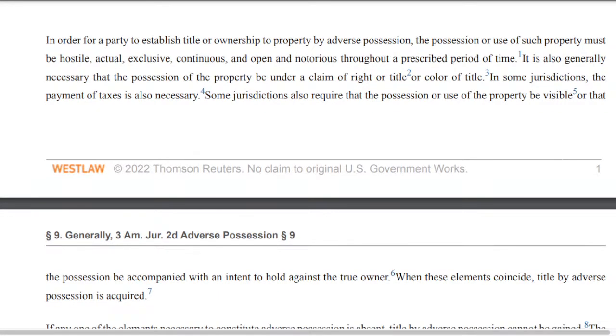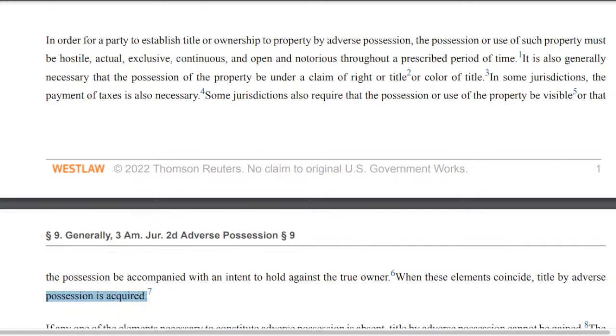In order for a party to establish title or ownership to property by adverse possession, the possession or use of such property must be hostile, actual, exclusive, continuous, and open and notorious throughout a prescribed period of time. It is also generally necessary that the possession of the property be under a claim of right or title or color of title. In some jurisdictions, the payment of taxes is also necessary. Some jurisdictions also require that the possession or use of the property be visible, or that the possession be accompanied with an intent to hold against the true owner. When these elements coincide, title by adverse possession is acquired.